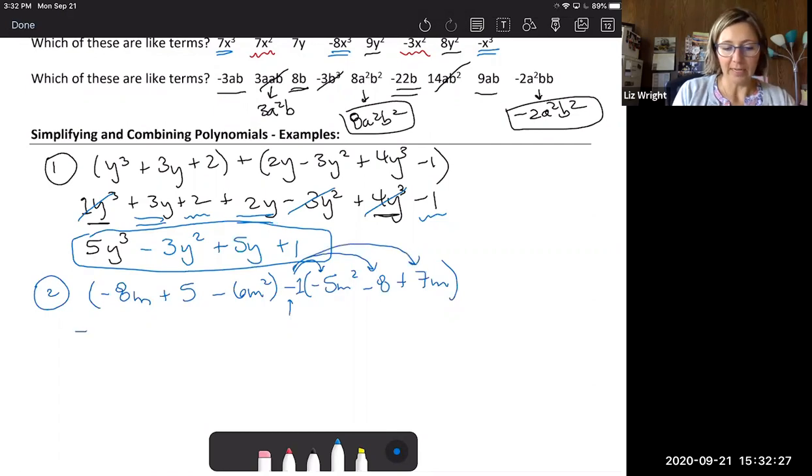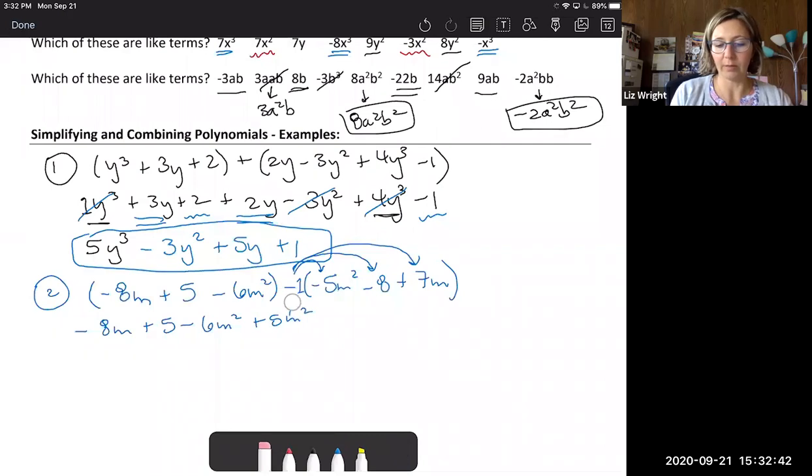So then we've got negative 8m plus 5 minus 6m squared. And then we've got this minus a negative is going to give us a positive 5m squared. Again, I'm going to get rid of my little arrow there so it doesn't cause any confusion. And then we've got a plus 8 because a negative times a negative is going to give us a positive. And then a negative times a positive is going to give us a negative 7m.